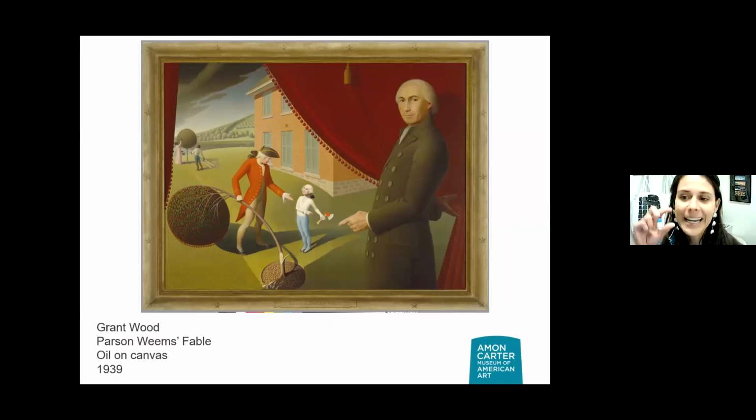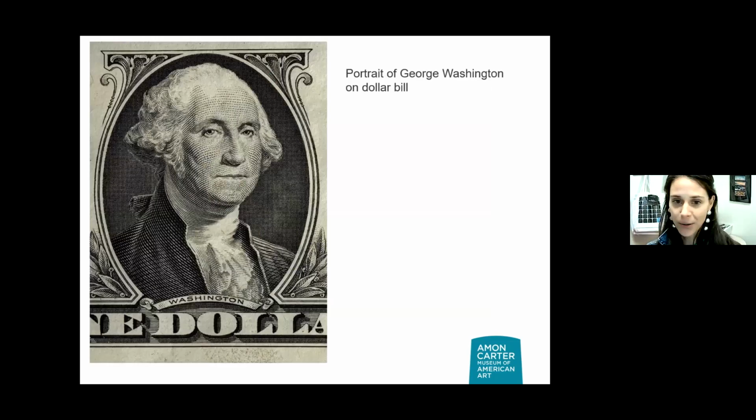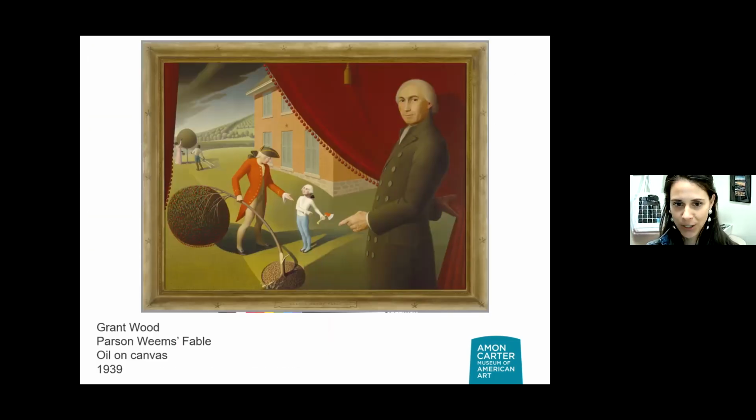Any guesses on why this artist, Grant Wood, would choose this? We've talked about Grant Wood before, he's the artist who painted the man holding the pitchfork. It's that same artist. Why would he choose to put this dollar bill Gilbert Stuart George in this painting? Was it familiar? Yes. Ding, ding, ding. Gotta get the gold star.